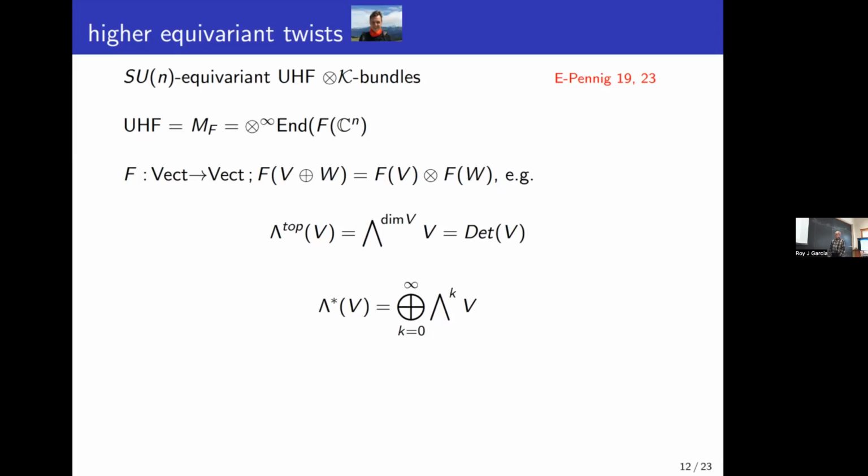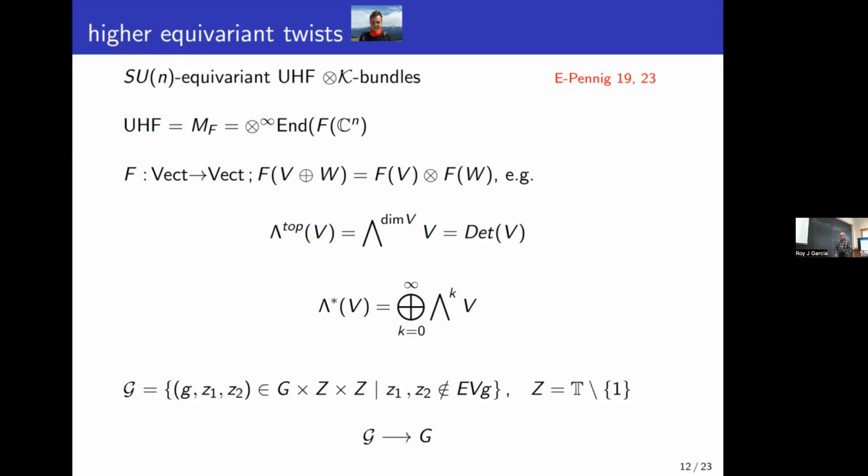Okay, so this level is what Hopkins-Teleman really is, and these are the kinds of extensions of what we can do. So with one dimension, if F of C of n is one dimension, then the UHF algebra is completely trivial. It's just complex numbers. So you're back to bundles of compacts.